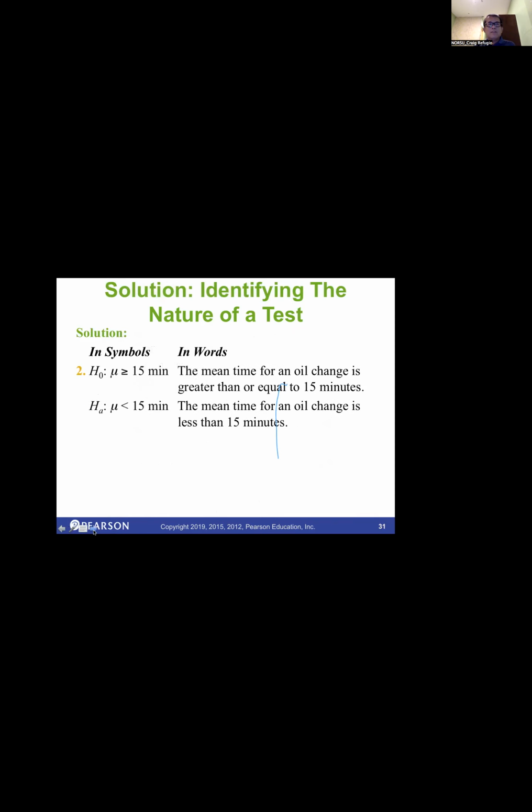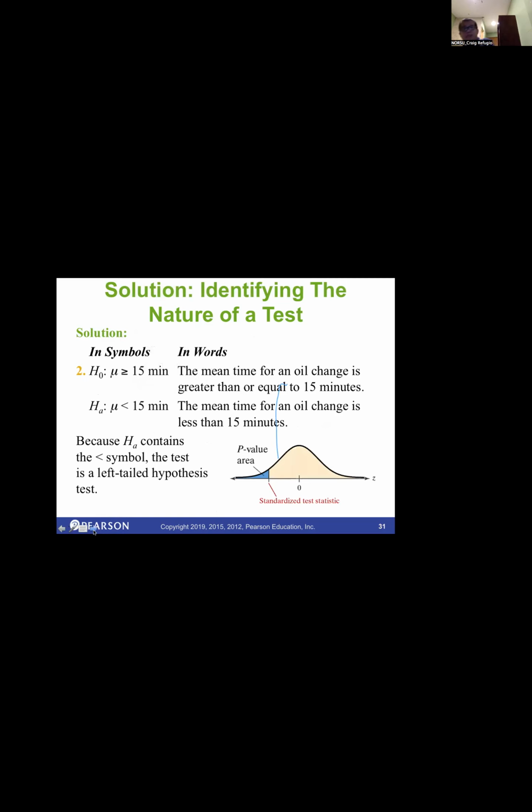The next example, car dealership. We are able to formulate already HO and HA, and we have identified already the claim. So now we go into the nature of the test. These are our HO and HA. We have our null and our alternative. And then in terms of the graph, the alternative hypothesis is using less than. That is why less than is going to the left side. So this kind of test is a left-tailed hypothesis test.